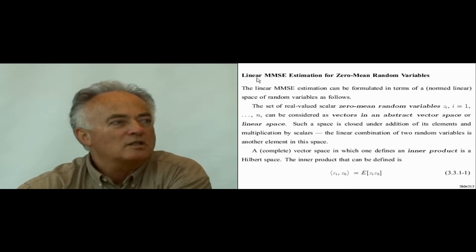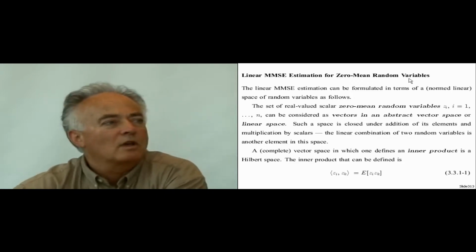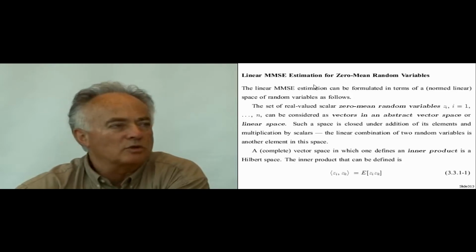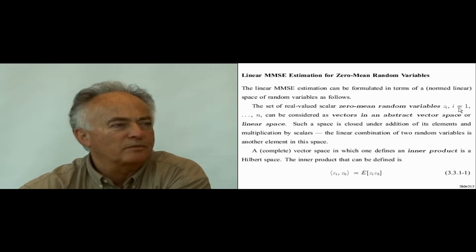And we'll discuss the linear MMSE estimation for zero mean random variables. This can be easily generalized to the non-zero mean case, just shift the means. Now, this linear MMSE estimation will be formulated in terms of what is called a normed linear space of random variables as follows. Let's consider the set of real-valued scalar zero-mean random variables, Zi. Take n of these Zi's. It turns out they can be looked upon as vectors in an abstract vector space or linear space.